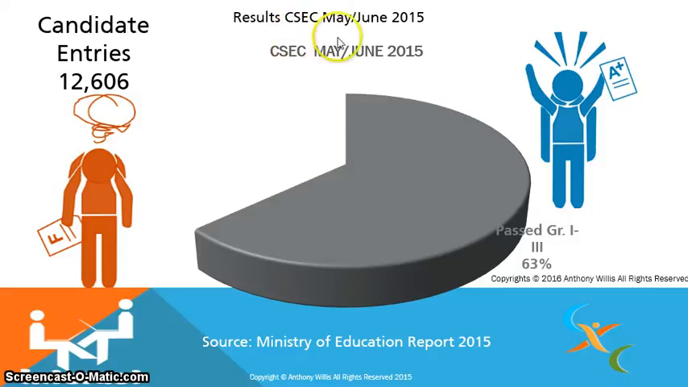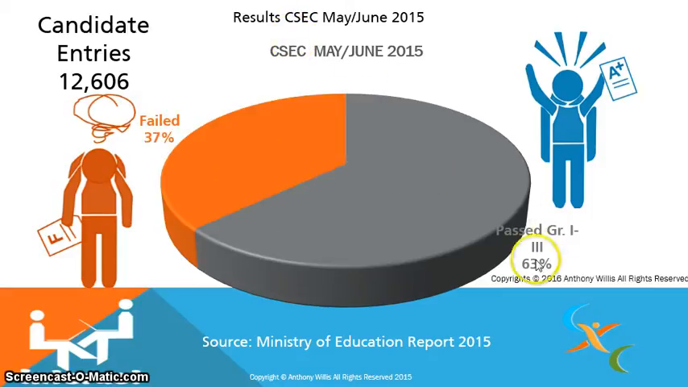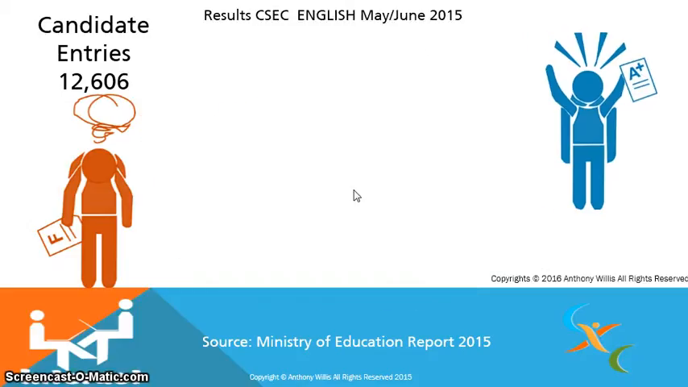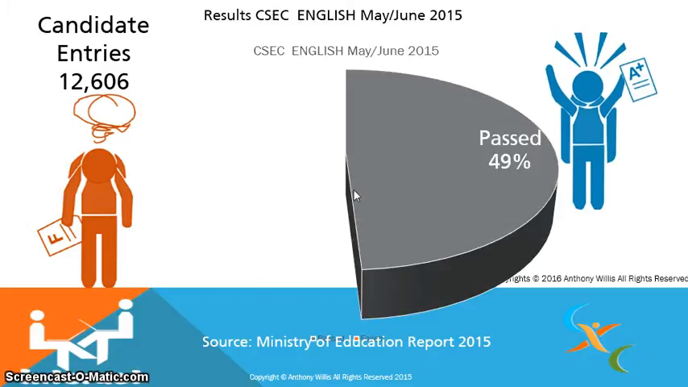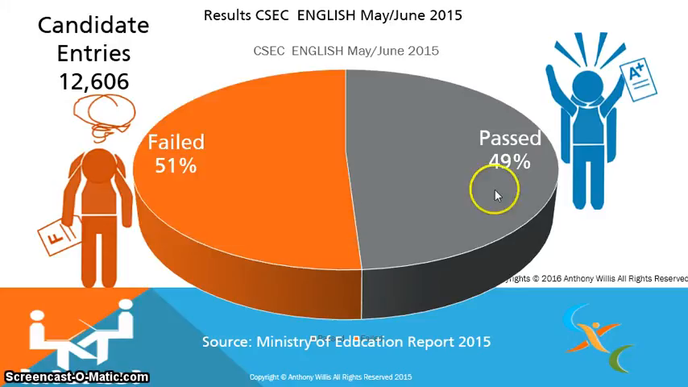The results for CSEC May 2015. 63% got grades 1 to 3, 37% failed. Passed 49% English, May-June 2015, failed 51%.